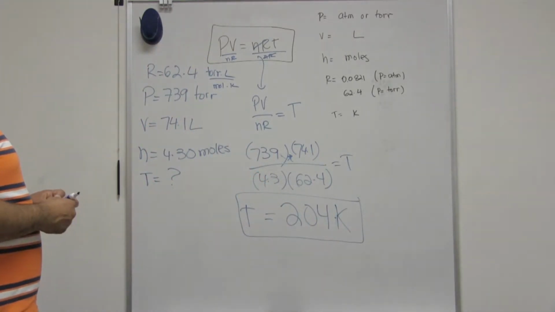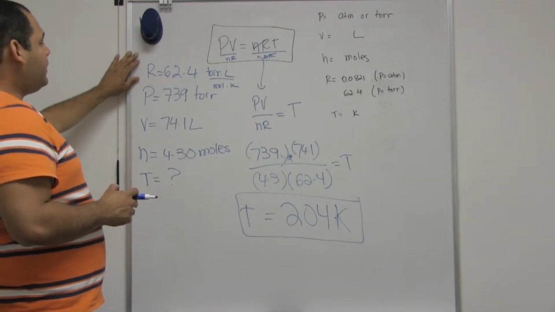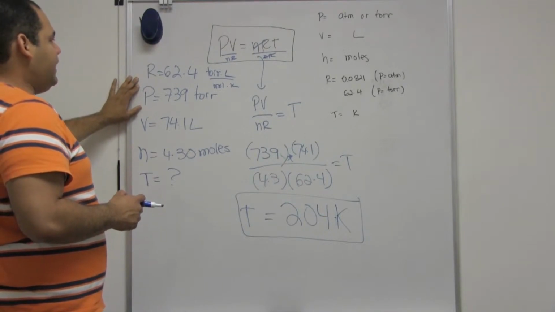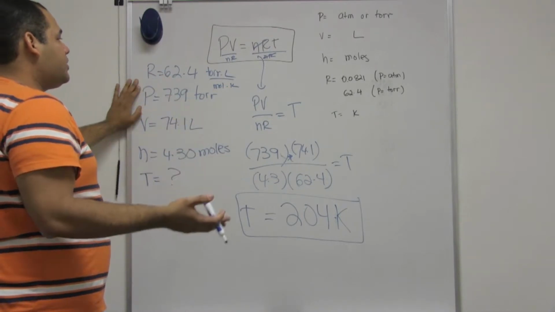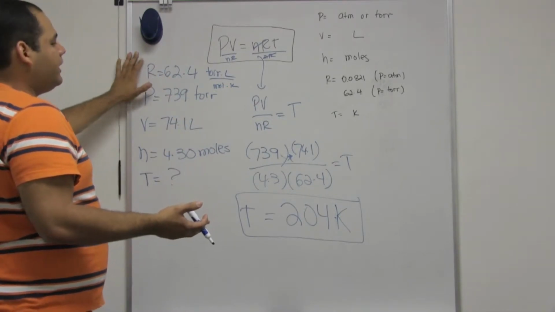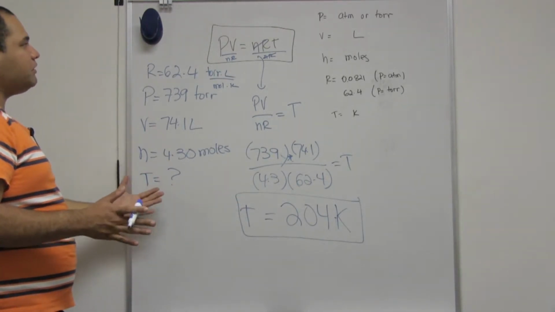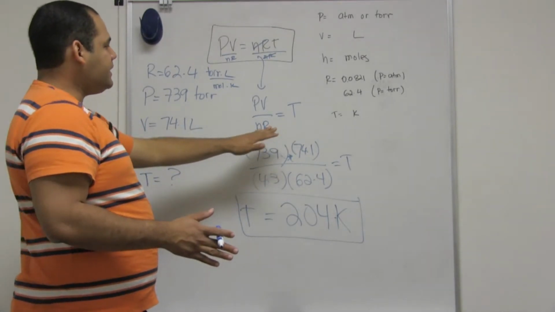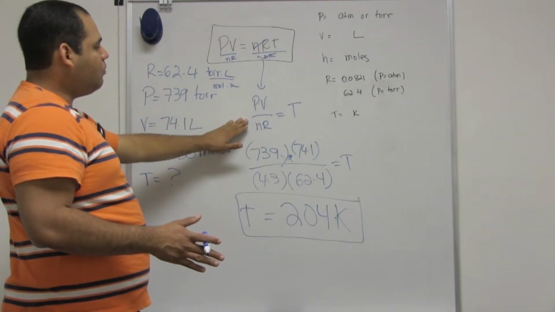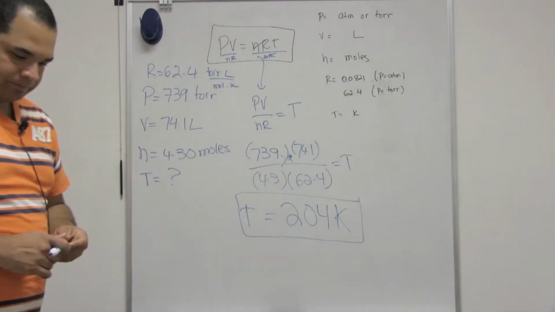Okay, so basically I need to look at my R and I say, well, is my pressure in torr or in atm? If the pressure is in atm, I use 0.0821. If my pressure is in torr, I use 62.4. Then I just solve my equation for whatever my question is asking for. In this particular case, it's asking for T. So I solve my equation for T, and I got that T is equal to PV over nR. Then I plug in the numbers, and I end up with my answer.